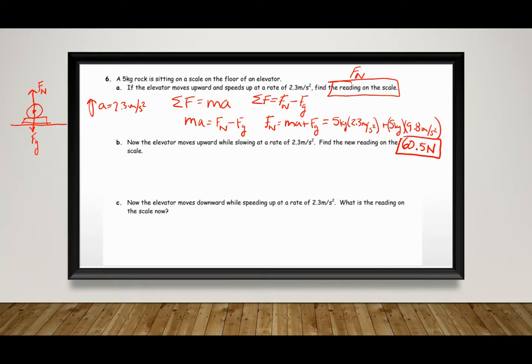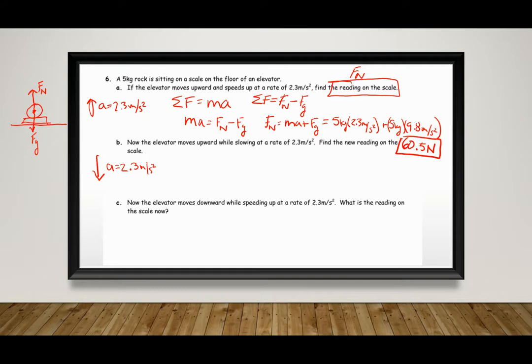Okay. Now, if you think about this, the reading on the scale, if it's just standing still, is going to be 5 times 9.8. So that's going to be close to 50. So you're going to have a higher reading on the scale as the floor is accelerating up towards your feet. Now, the elevator moves upward while slowing down at a rate of 2.3. So because it's slowing down, our velocity and our acceleration are in opposite signs. So our acceleration is downward at 2.3 meters per second squared.